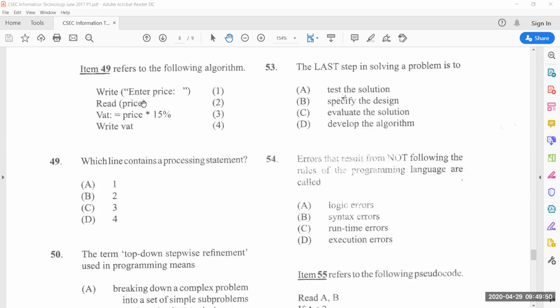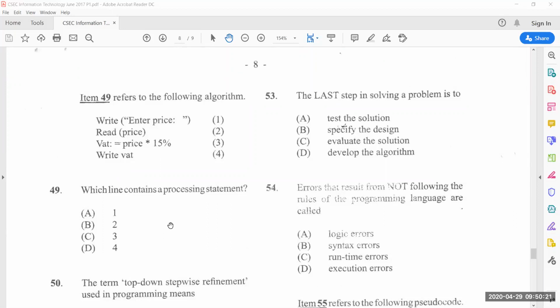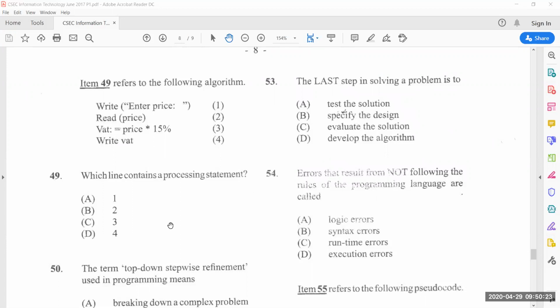Okay. 49 refers to the algorithm below. There are 4 lines in the algorithm, and the question asks which line contains a processing statement. So, C. Yes, the answer is C, right? So VAT is assigned price multiplied by 15%. So a processing statement or a process is usually an operation.